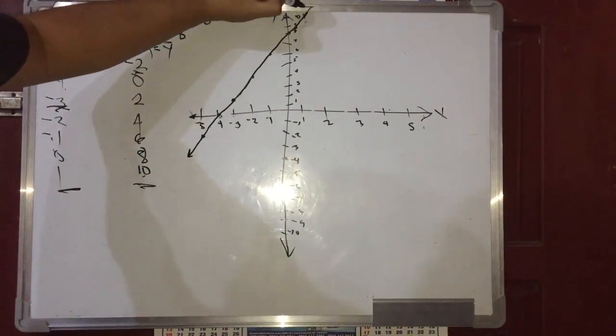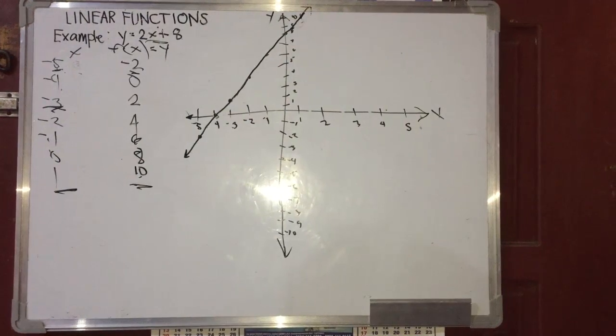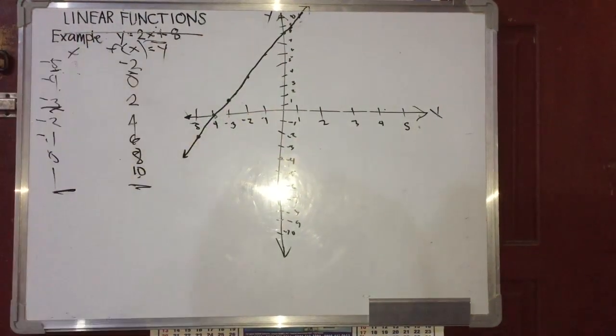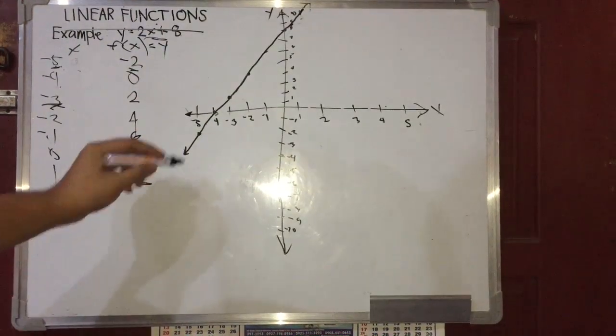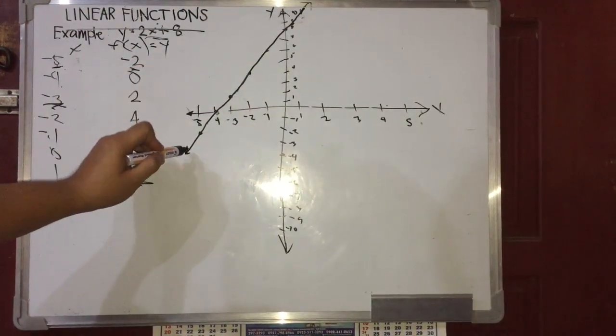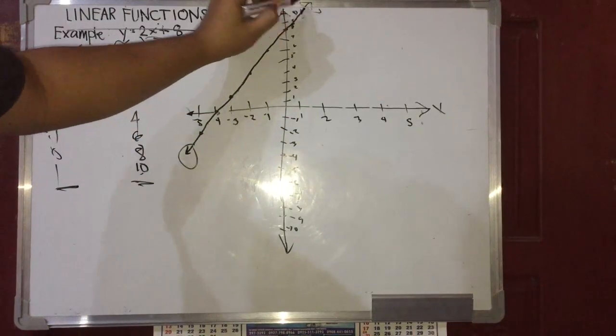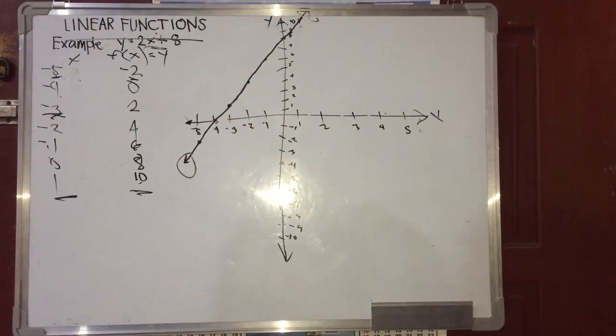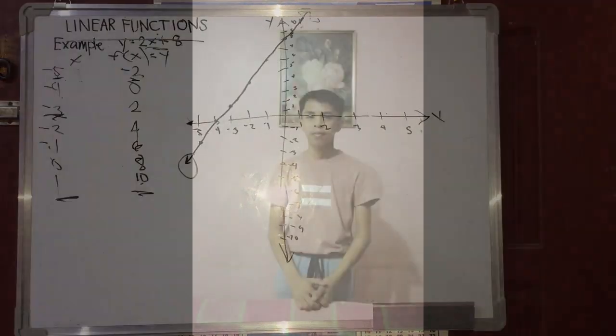So this is what the graph of a linear function looks like. Don't forget to place arrowheads on your graph. So that's it for linear functions.